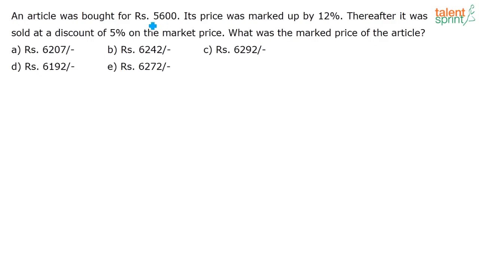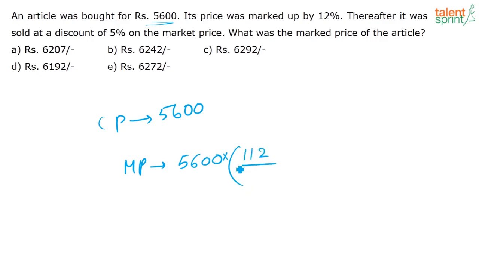Now, an article was bought for 5600 and its price was marked up by 12%. So, what is the cost price of the article? The cost price of the article is 5600, correct? And the price is marked up by 12%. So, marked up by 12% means what is the marked price of the article? The cost price into the markup percentage, correct? Either you can do 12 by 100 and add it with 5600, else just do 5600 into 112 by 100. What will be our new price? 5600 into 1 plus 12 by 100, that is equal to 5600 into 100 plus 12 by 100, that is 112 by 100. See, these steps and all we needn't do, correct?